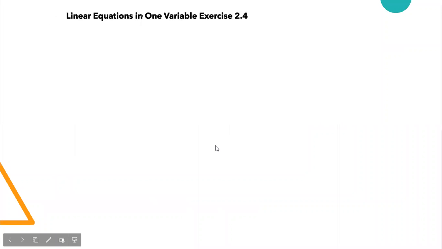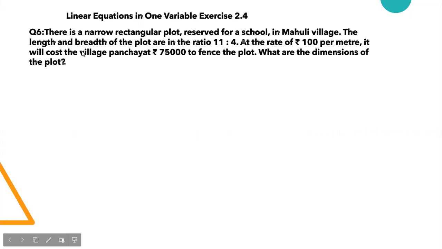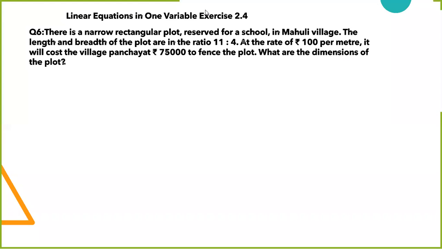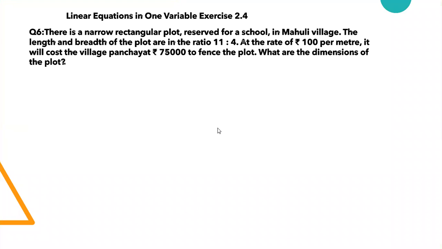Here I'll be having question number 6 displayed for you. Question number 6 says there is a narrow rectangular plot reserved for a school in Mahule village. The length and breadth of the plot is in the ratio of 11:4. At the rate of rupees 100 per meter square, it will cost the village panchayat rupees 75,000 to fence the plot. What are the dimensions of the plot? Let's go with the solution part now.